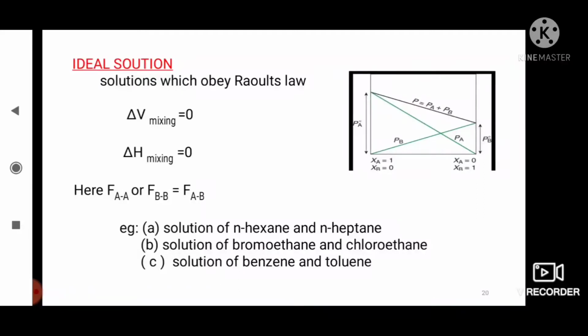Some examples of such binary mixtures are solutions of n-hexane and n-heptane, solutions of bromoethane and chloroethane, and solutions of benzene and toluene. Other examples are ethylene chloride and ethylene bromide, and n-butyl chloride and n-butyl bromide.